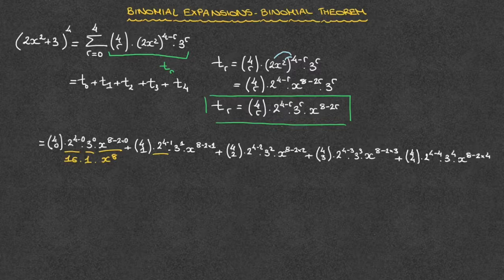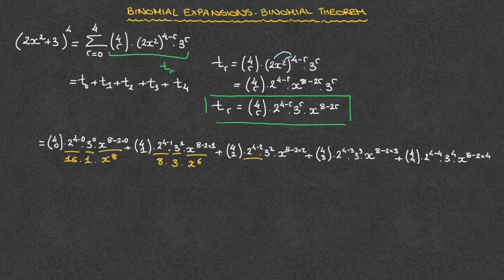Looking at the powers in the next term, we have 2 to the power of 4 minus 1, which is 2 to the power of 3, which equals 8, times 3 raised to the power of 1, which is just 3, times x raised to the power of 8 minus 2 times 1. So that's going to be x raised to the power of 6. We carry on and look at the next term.